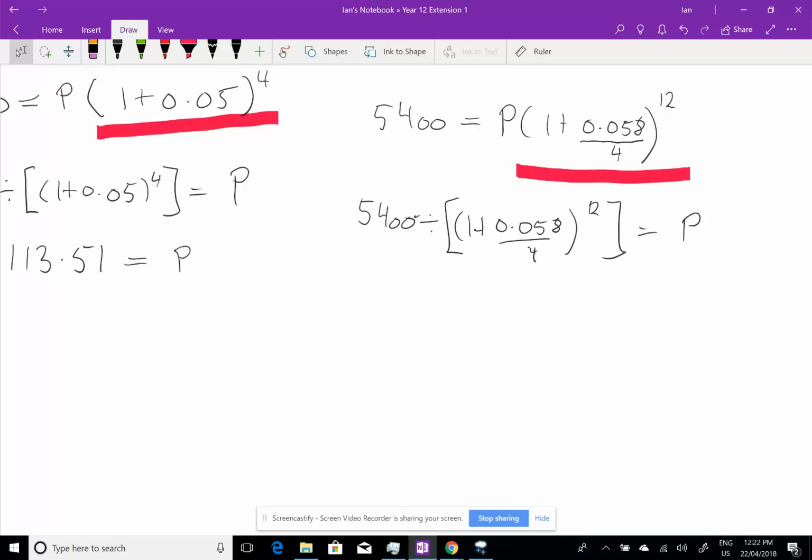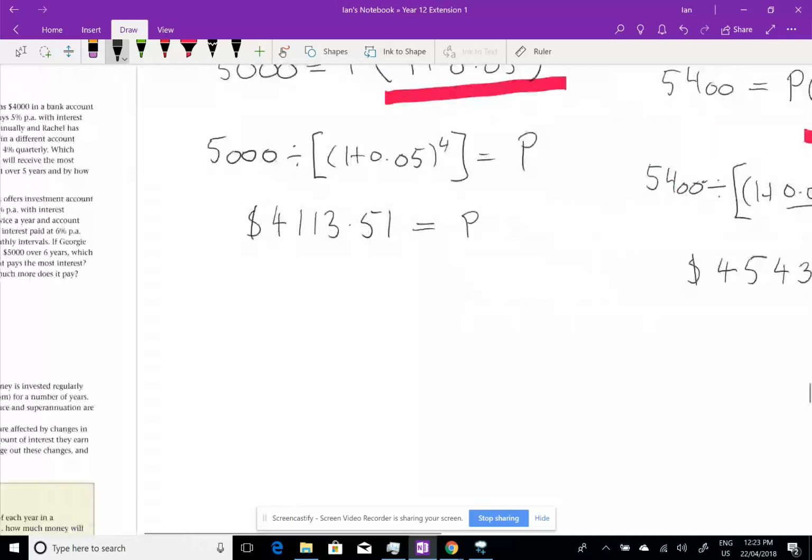And I get 4,500. Well, I have to check the answer, it's further up. $4,543.28. Now what you could do is you could put that into the equation and see if that actually gives you 5,400 when you apply the compound interest formula in a quarterly rate. But the answer's there in the back of the book.